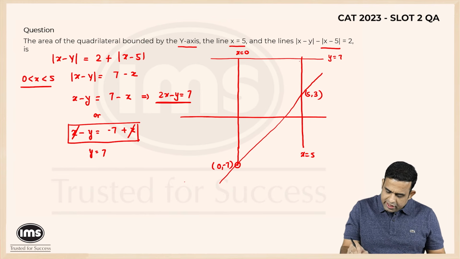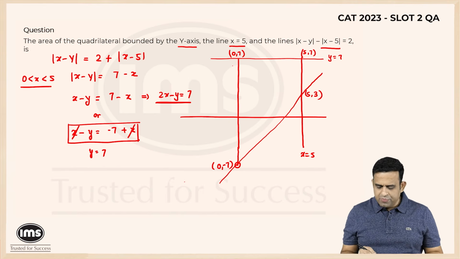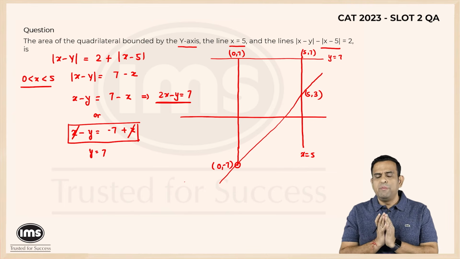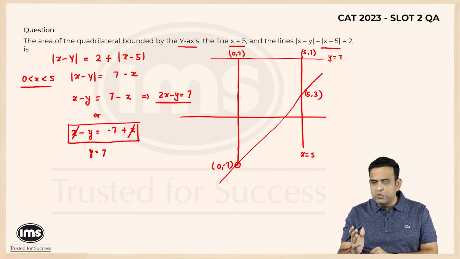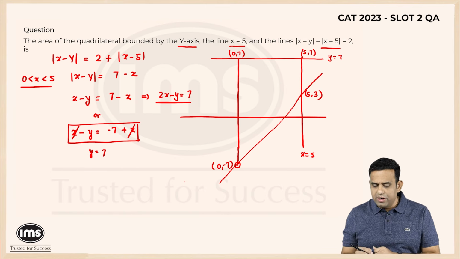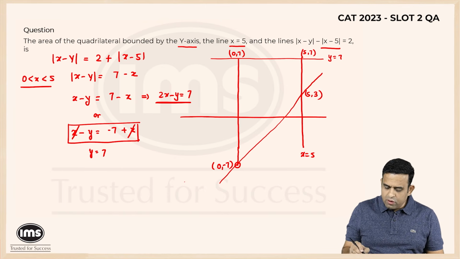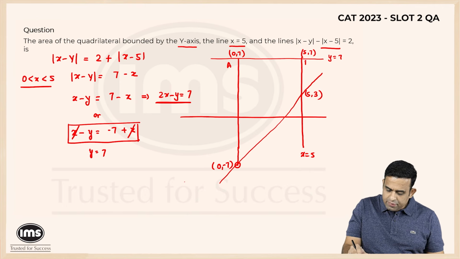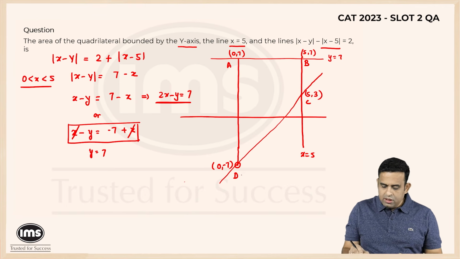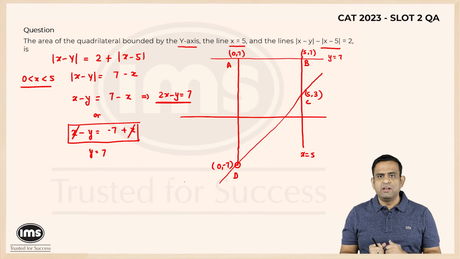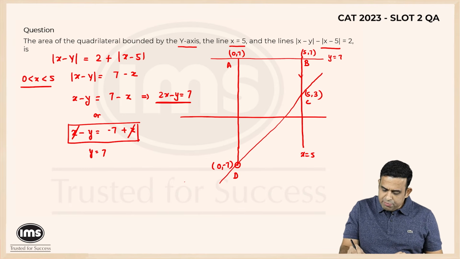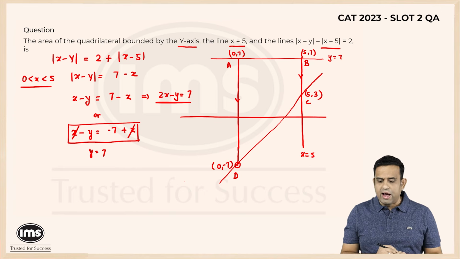So this point would be 5, 7. This point is going to be 0, 7 over here. And if I look at the area between x equals 0, x equals 5 and the lines over here, it gives me this particular quadrilateral, if I call it A, B, C and D. Now understand this ABCD in this particular case happens to be a trapezium, as BC and AD are parallel.